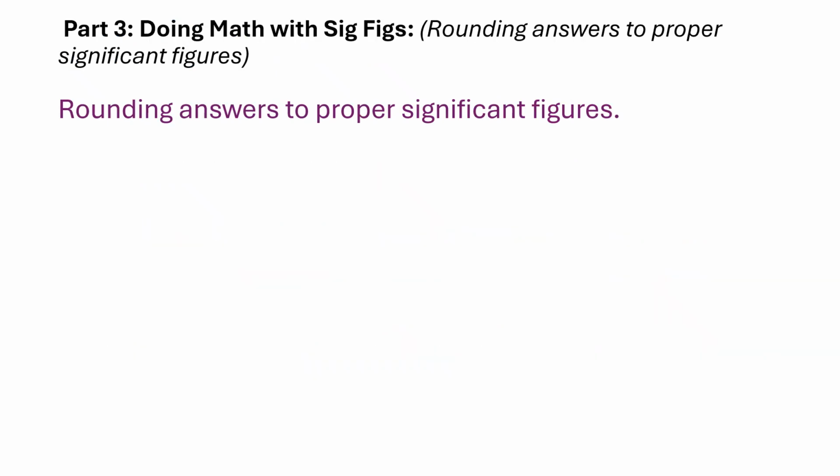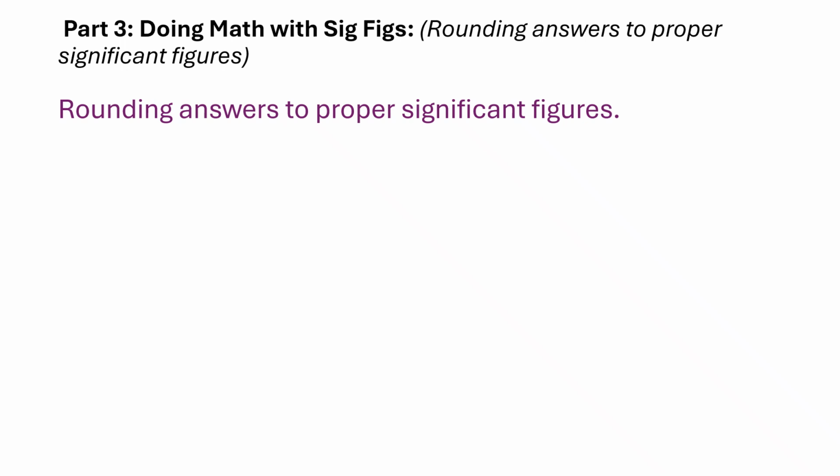Now we are going to jump past our part 1.1 practice, so you don't have to worry about those. You can take a look at them if you want to, but we will do those in class. And we're going to jump right to part 3 and talk about how to do math with significant figures. In other words, rounding answers to proper sig figs.